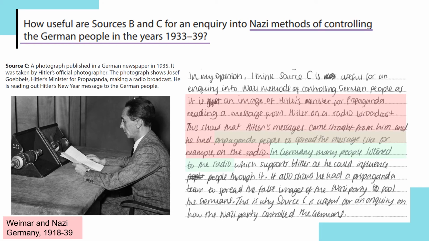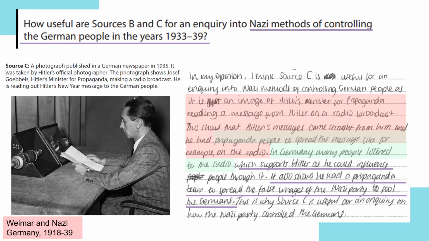This candidate begins by discussing the content of source C as shown in red here, clearly showing an awareness of what the source is about. Then they also use some contextual knowledge as highlighted in green, that the Nazis had propaganda people and that in Germany many people listened to the radio.